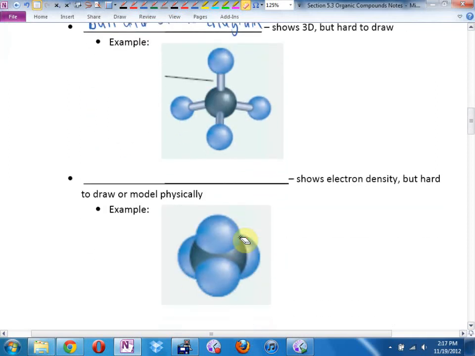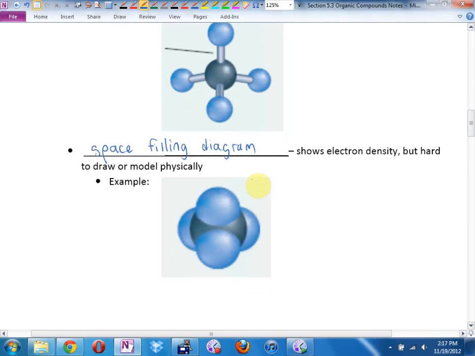And the last one is called a space-filling diagram. It shows the electron density, but it's hard to draw or model physically like that. Brendan, you need to know the difference between all four.